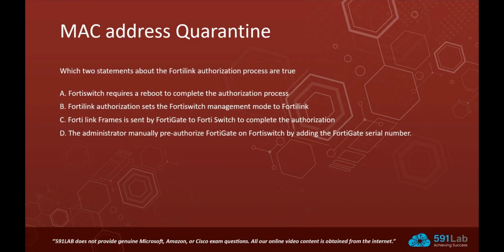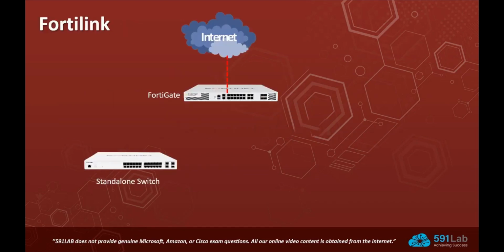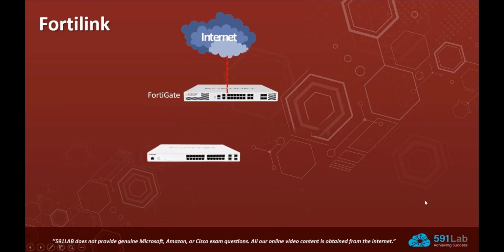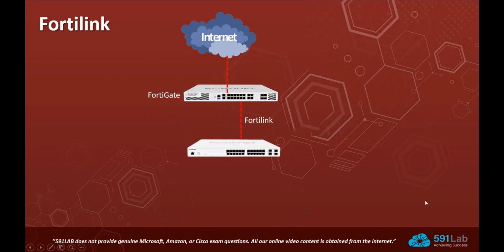Okay, next question. Which two statements about the FortiLink authorization process are true? When you authorize a switch that is working in standalone mode, the switch management mode is changed to managed FortiSwitch mode. That means FortiLink mode. When the switch changes to managed mode, it is running the default FortiLink configuration. As a result, the configuration that the switch was running in standalone mode is lost.